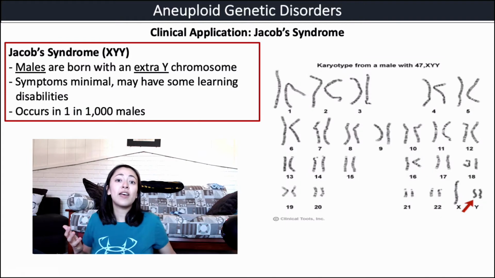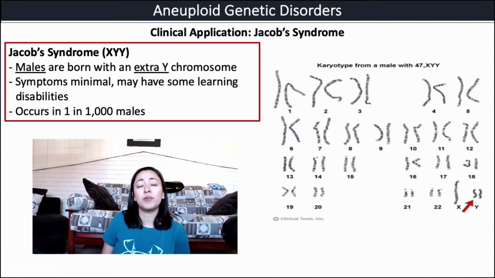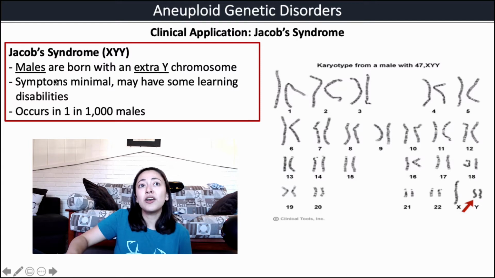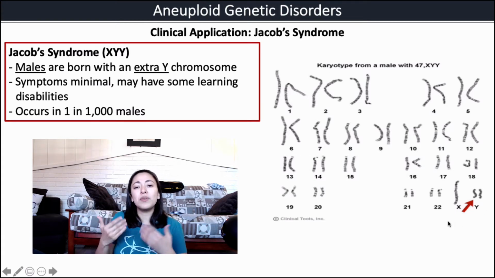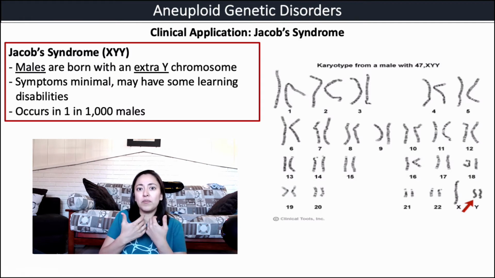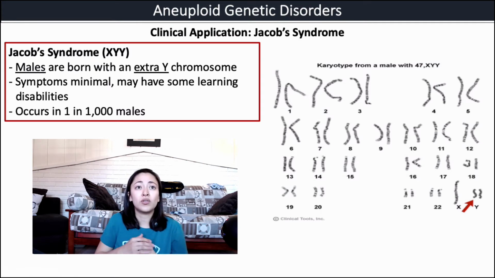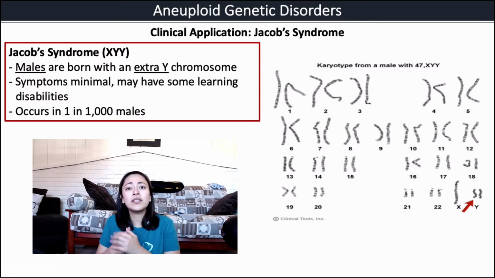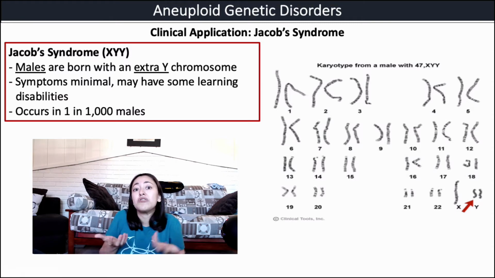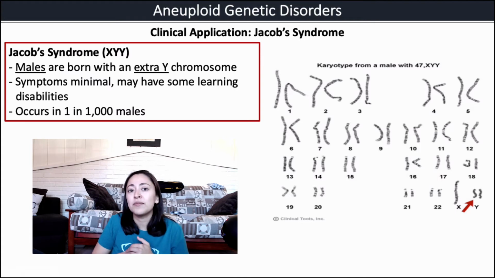The next disorder that affects males is called Jacob syndrome, and this is caused by males being born with an extra Y chromosome. So instead of just being XY, they are XYY. Having an extra Y chromosome has very minimal effects and really doesn't affect males as much as having an extra X chromosome. The symptoms are very minimal. Having Jacob syndrome, these individuals may have some learning disabilities, but otherwise they probably don't even know that they have an extra Y chromosome. And this occurs in 1 in 1,000 males.